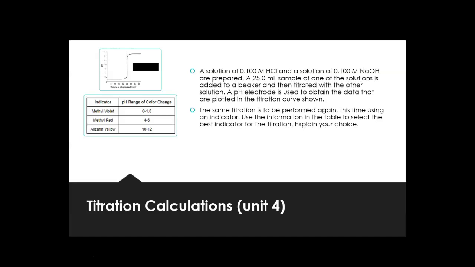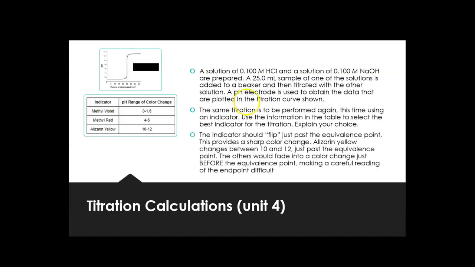Okay, the same titration is performed again, this time using an indicator. Using the information in the table here, select the best indicator and explain your choice. If you haven't done this yet, turn the video off, write down a good sentence explaining your choice, and then turn it back on.